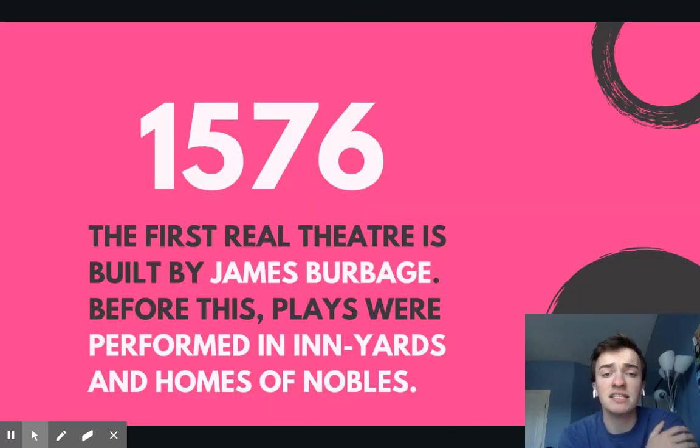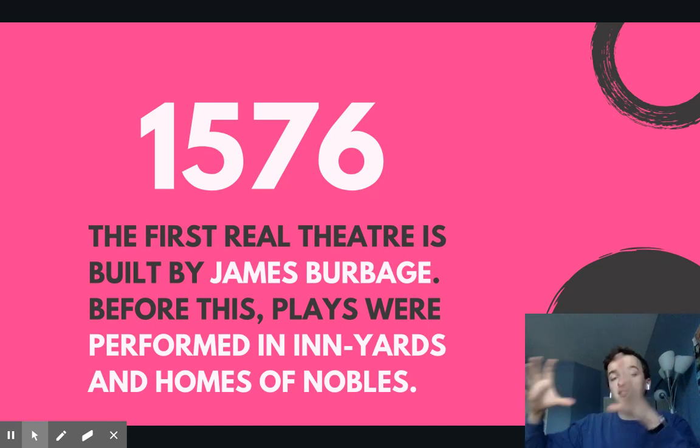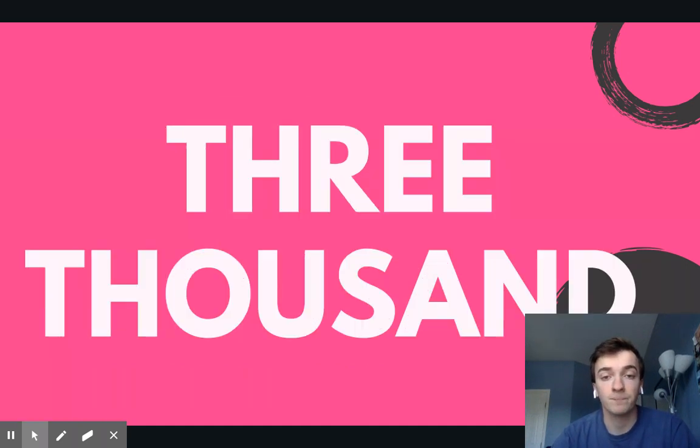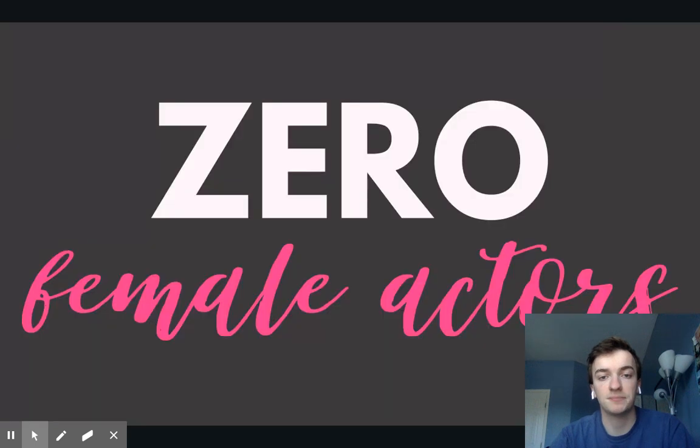So in 1576, the first real theater is built by James Burbage. Before this, plays were performed in inn yards and homes of nobles. So 1576 is when an actual physical theater space was developed, where someone could go see something performed, and people could actually perform these plays in an actual, what we call, theater. So 3,000 people would go in and out of these theaters. It was very popular. It was a place you wanted to go. It was the entertainment that you really wanted to see.